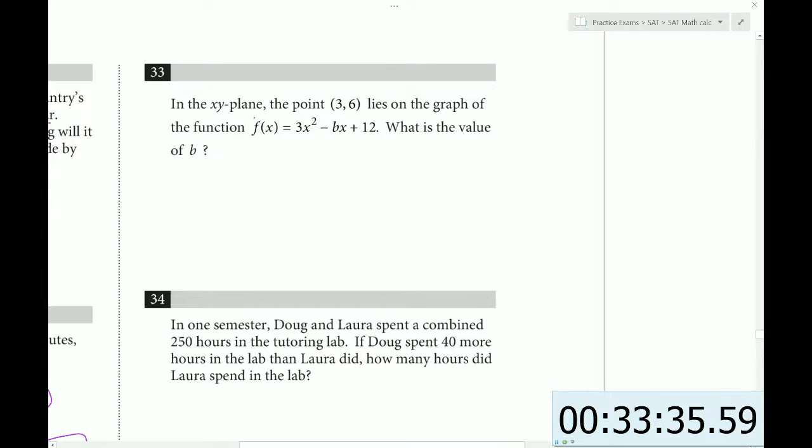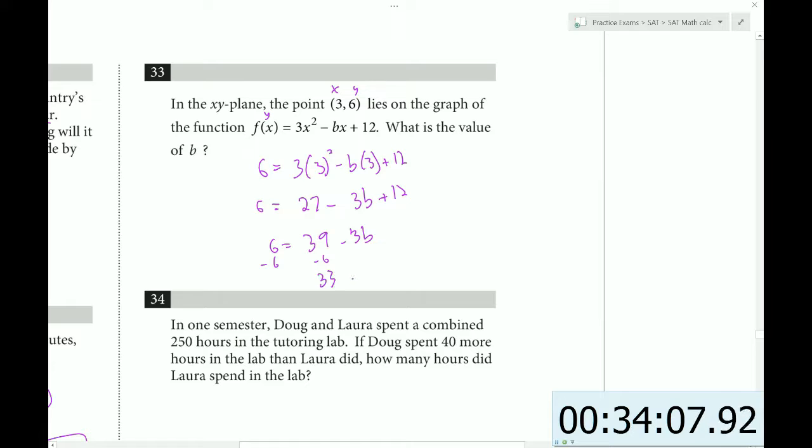In the xy plane, the point (3, 6) lies on the graph of this function. What is the value of b? So we can plug in, remember this is x and y. So 6 equals 3 times 3 squared minus b times 3 plus 12. And 3 squared is 9, times 3 is 27, minus 3b plus 12. 27 plus 12 is 39. And then we subtract 6 to get 33 and add the 3b to the other side, and then b is equal to 11.